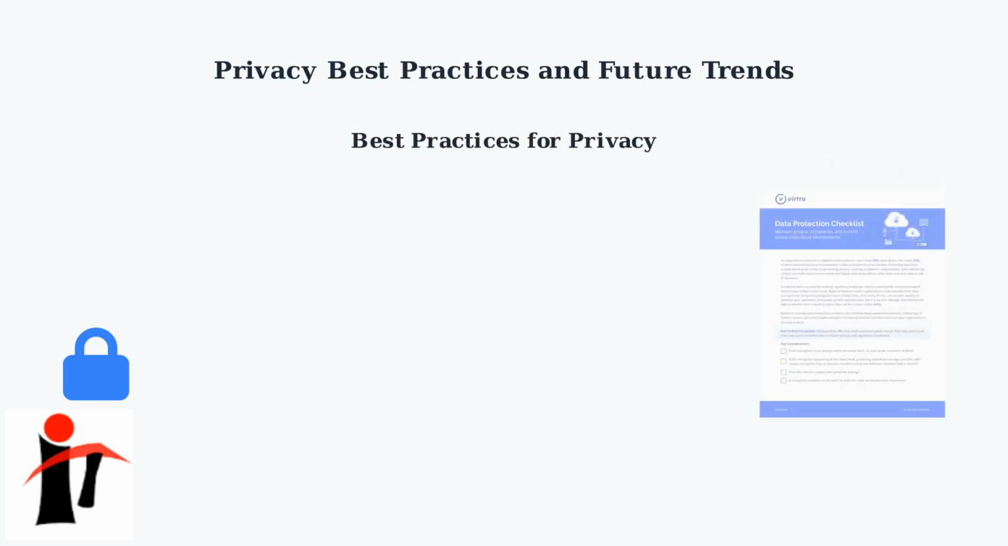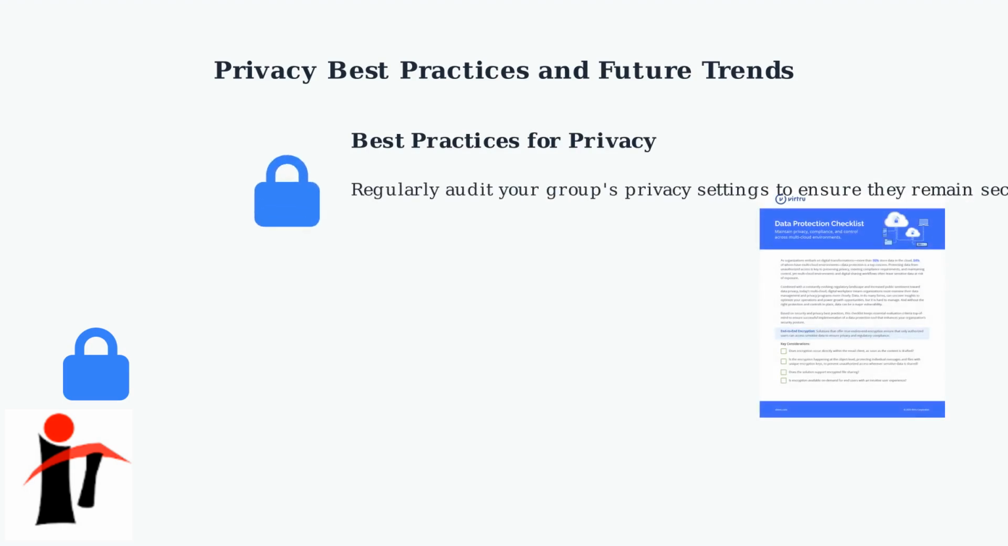First, establish strong best practices. Regularly audit your group's privacy settings through Skool's dashboard to identify and address any vulnerabilities. Additionally, balance privacy controls with inclusivity to prevent echo chambers that might stifle open discussions and diverse viewpoints.